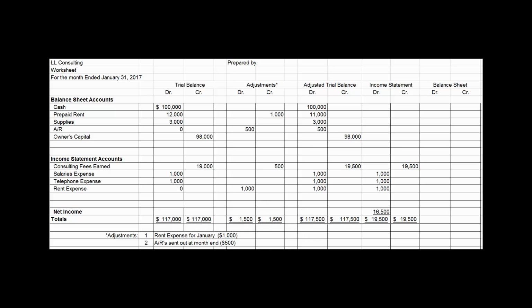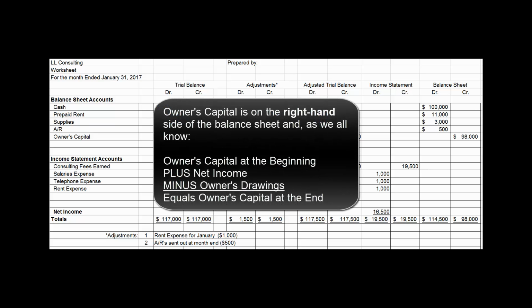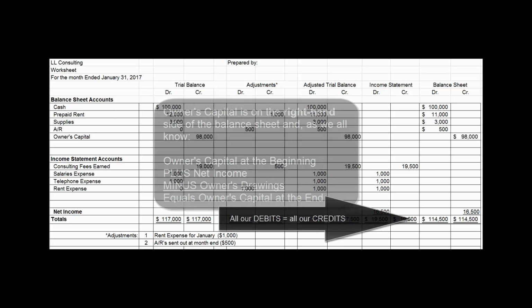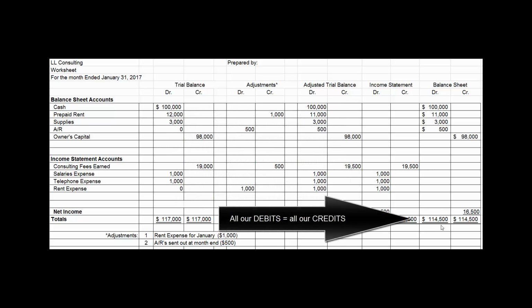And columns 9 and 10 are for the balance sheet, so all we have to do is pull these numbers over, and they aren't going to balance either. They're going to be off by $16,500. So we have to add the net income of $16,500 to the right-hand side of the balance sheet. Remember, owner's capital at the beginning plus net income minus owner's drawings gives us owner's capital at the end. So let's add $16,500 to the right-hand side. And sure enough, all our debits equal all our credits. And that's all there is to the 10-column worksheet.